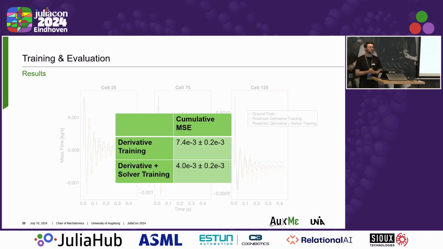So now to quantify a bit what we saw right here. This is just the cumulative mean squared error of our test data. What I showed you was all test data, so nothing of these pressure jumps was seen by the surrogate model. And this is the cumulative MSE over the whole test data. As you can see, the numbers also speak for the approach with the derivative plus solver-based training, that we have a better solution.